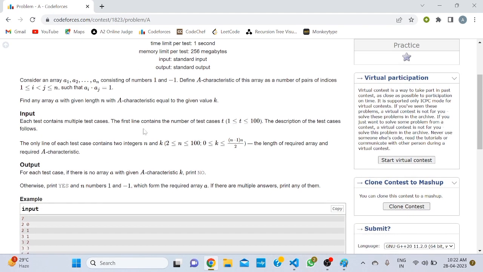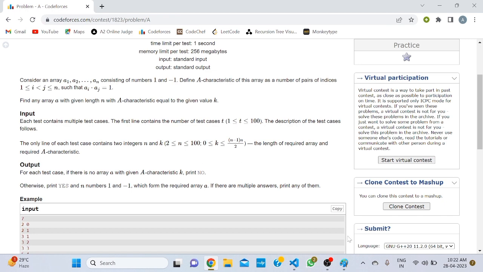So input is, first line is the number of test cases and second line is the input integers n and k, where n is the length of the array and k is the characteristic, which means the number of pairs of elements in the array whose product is 1.